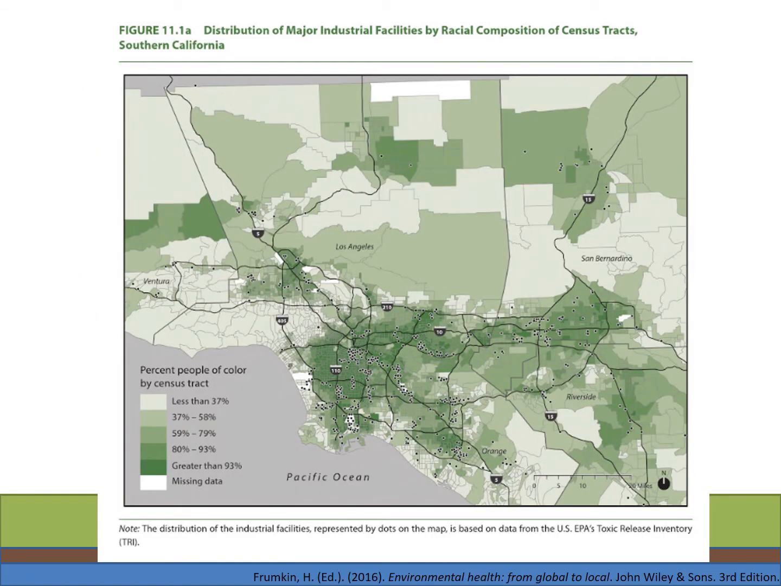So this is from the Frumkin book. And what you see here is the distribution of major industrial facilities. So those are those dots. This is where you see specific industrial facilities, those black dots. And then as it goes in darker shades of green, these are the percent of people of color based on their census tract. And you can see that those dots tend to be placed in these census tracts where there are more people of color.